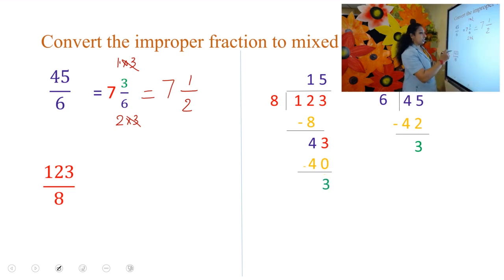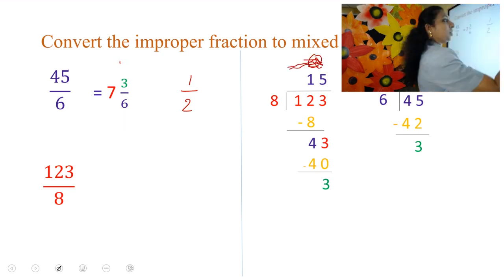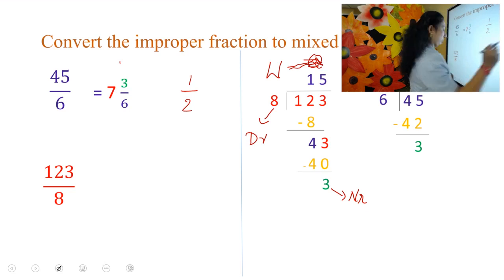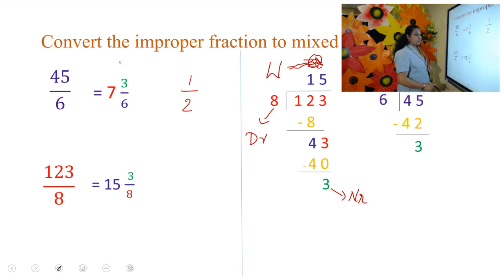So how will you write this in mixed fraction? Quotient will be our whole number 15. Then numerator is 3. 15 will be our whole number, 3 will be our numerator and 8 will be our denominator. So it is 15 and 3 by 8. See here there is no common factor between 3 and 8. So this is our answer, 15 and 3 by 8.